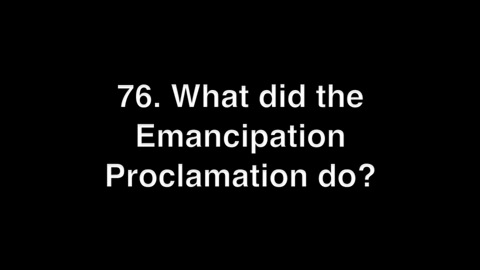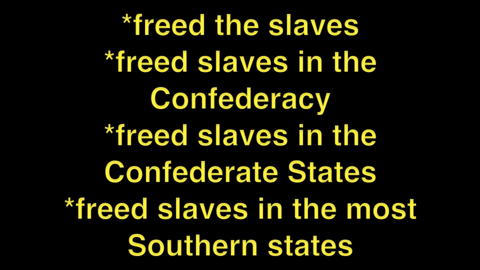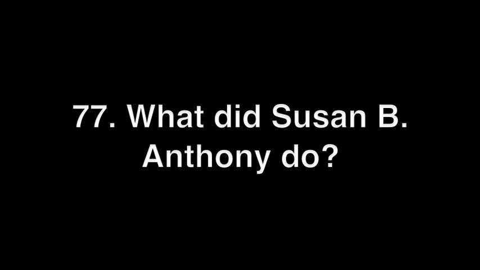What did the Emancipation Proclamation do? Freed the slaves. Freed slaves in the Confederacy. Freed slaves in the Confederate States. Freed slaves in the most southern states. What did Susan B. Anthony do? Fought for women's rights. Fought for civil rights.